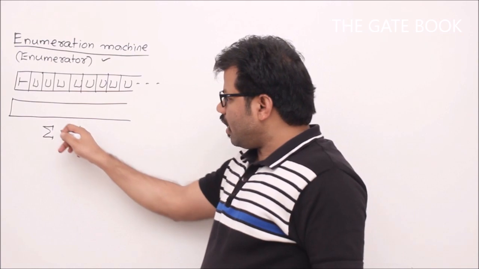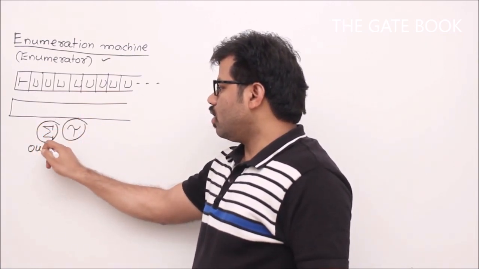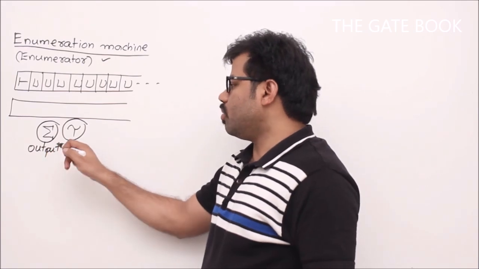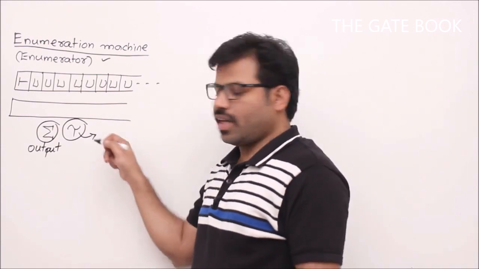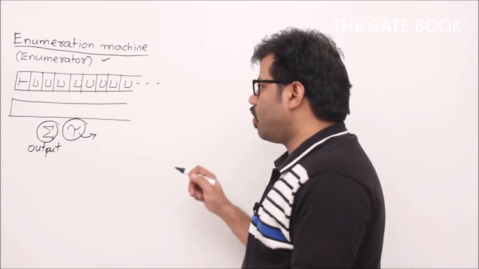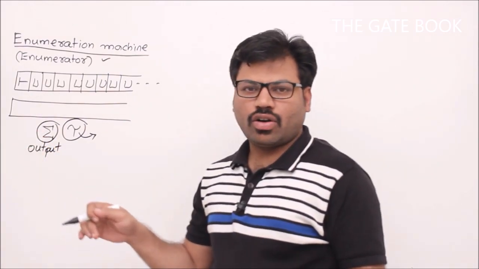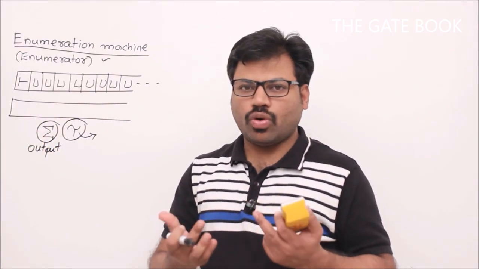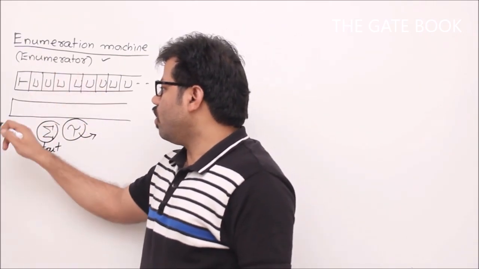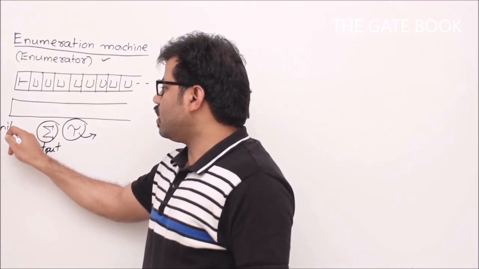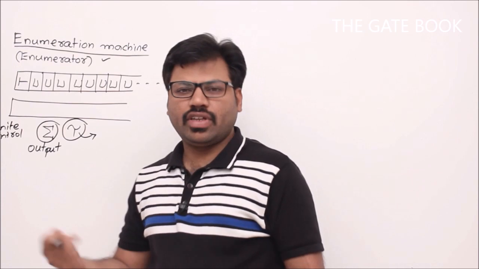Second thing, you will have sigma and tau, where sigma is the output alphabet which is used to output some symbols, and the tape alphabet is tau. Like we have input alphabet and tape alphabet in a Turing machine. Apart from that, everything is the same. Your Turing machine generally will have finite control, right? That means it will have some code. Similarly here also, this enumeration machine is going to have finite control. That means it is going to have a code followed by a set of states, everything.